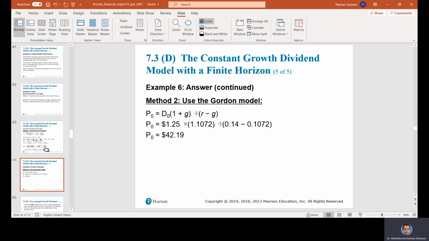Okay, the other method is using the constant growth model, the Gordon growth model. If you remember, this was the formula: D1 divided by R minus G. We have all the ingredients, we just plug in, and we're going to get the same answer.